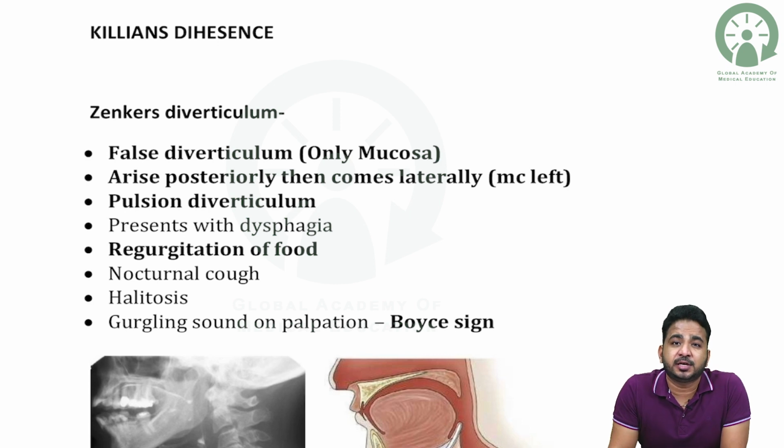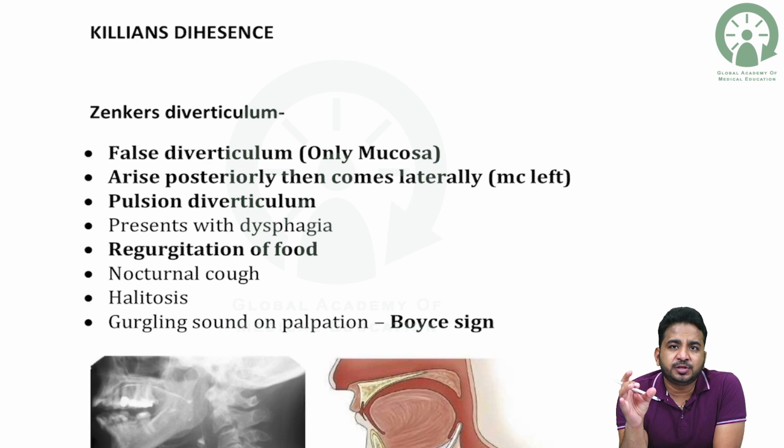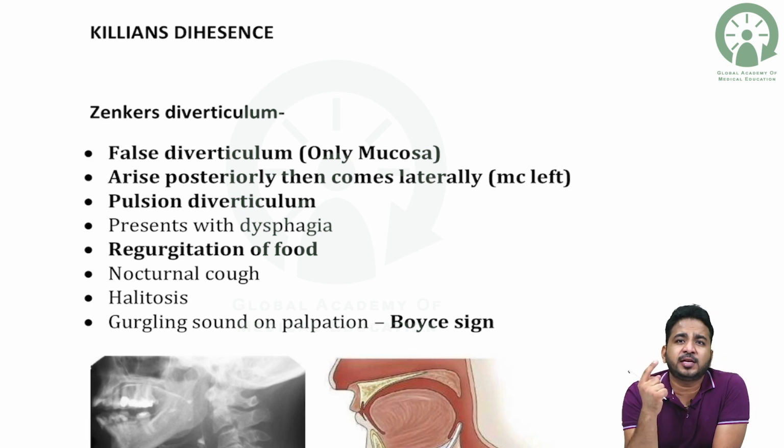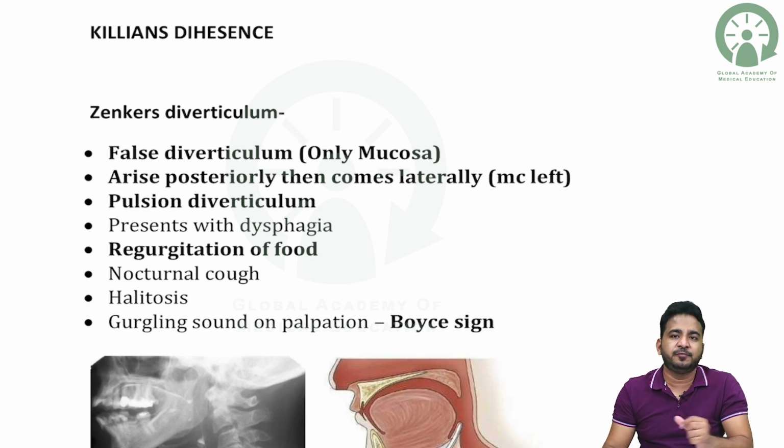So Killian's dehiscence, what is this? Firstly, let's understand the pharynx musculature, that is how this dehiscence is arising and from which area. So we all know the pharynx has circular muscles: three pairs of circular muscles, superior constrictor, middle constrictor and inferior constrictor.